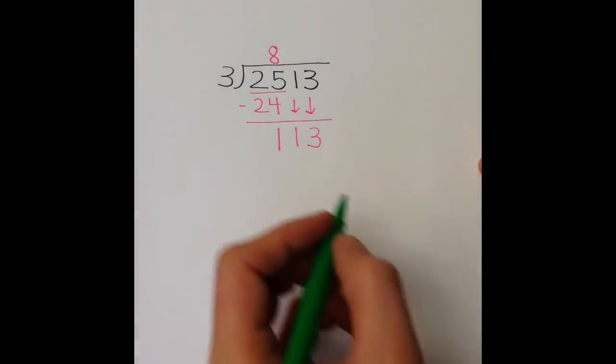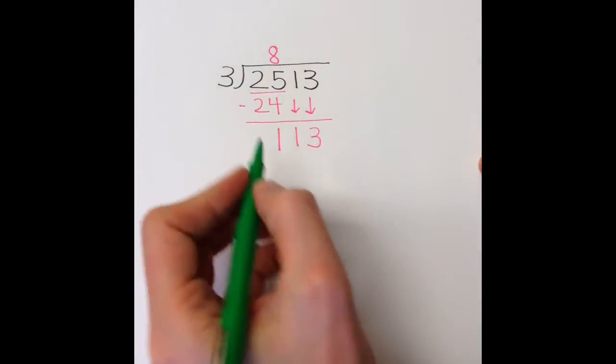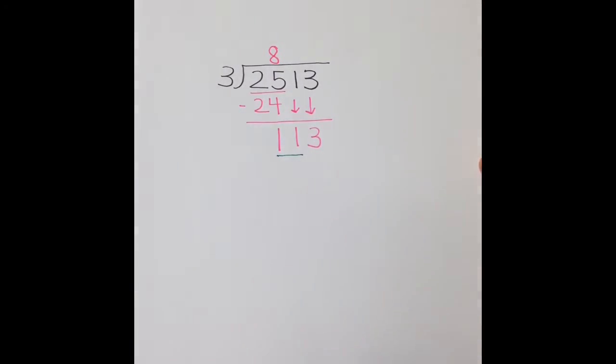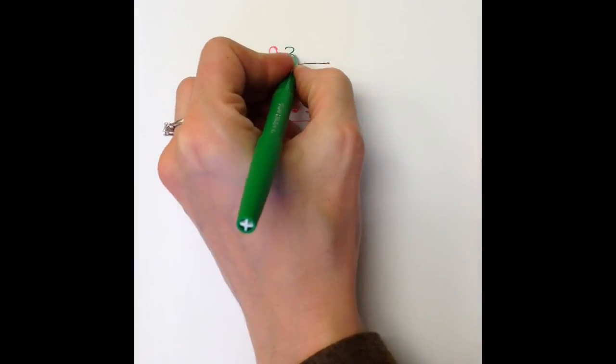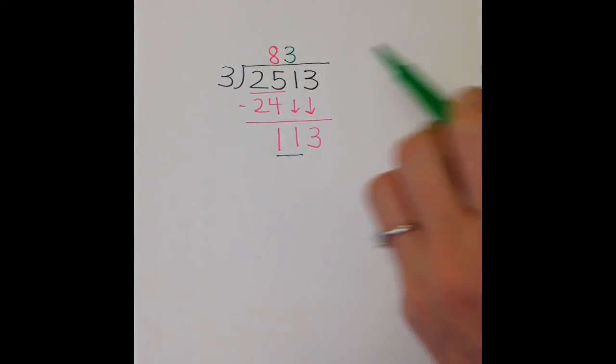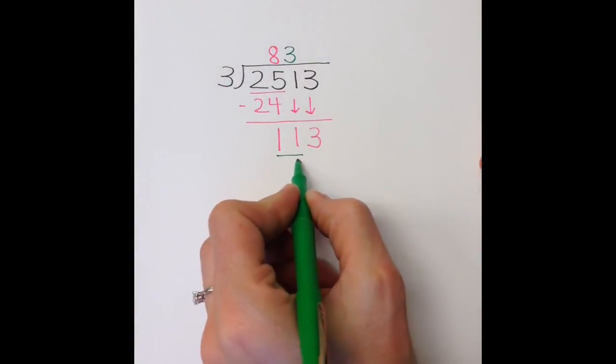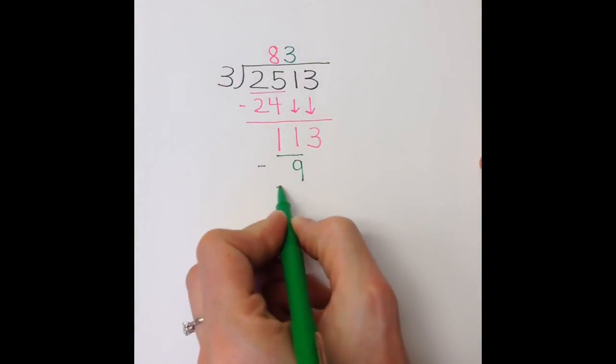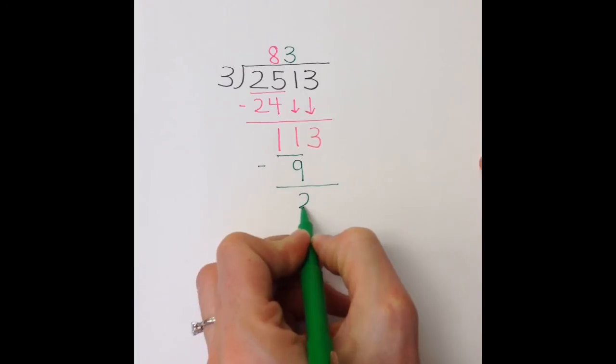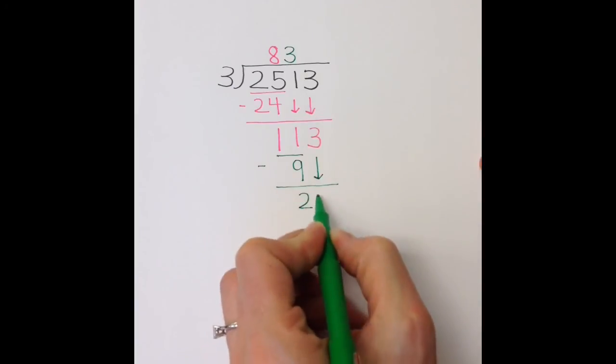So now I'm going to ask myself, how many times can 3 fit into 11? Going along your row of 3s, you would land on 9, the closest number to 11 without going over. 3 times 3 gives me 9. So 3 can fit into 11 3 times. 3 times 3 is 9. Then I'm going to subtract, bring down the number that I haven't used.